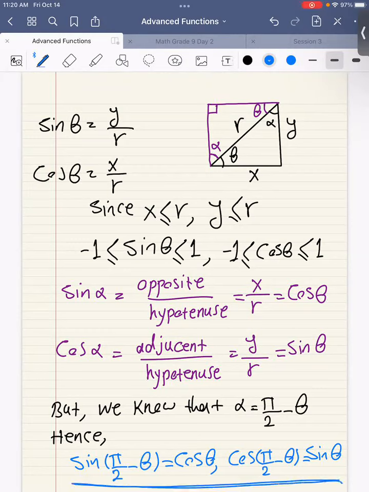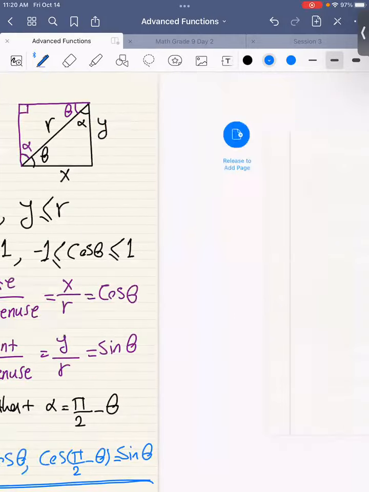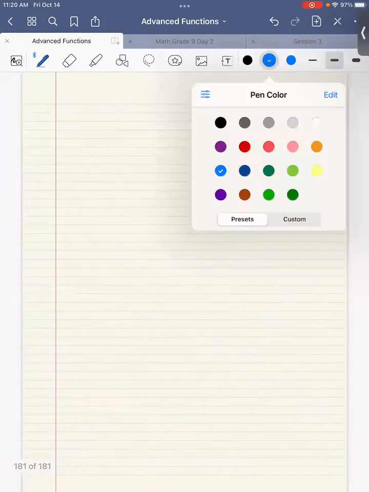Okay, is that clear? Yes. So that's another important identity or fact about trigonometric functions. Okay, so I'm going to list something we have learned so far.